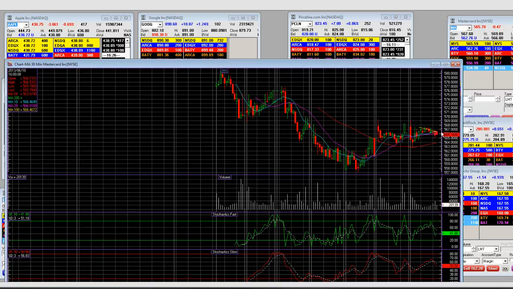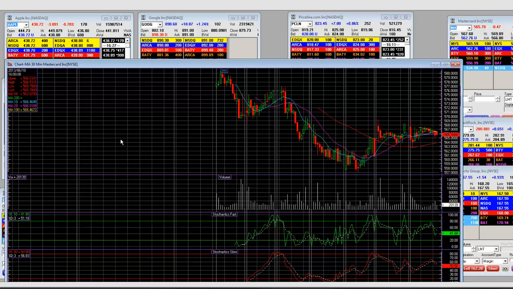MasterCard, on the other hand, you can see that MasterCard really on a 15-minute level didn't really break higher. The low was 562.66 and the high was 569. So you can see where these sell programs are coming in on some of these other betas.